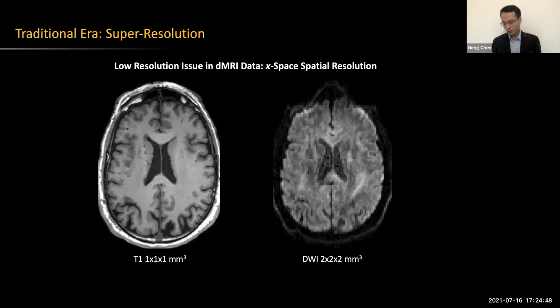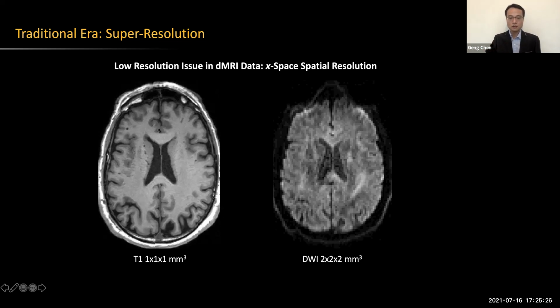This is also a traditional method. This method is for diffusion MRI super-resolution. The motivation of this work is to resolve a major drawback of diffusion MRI. Here I show an example to explain this. These are 2 images acquired in a clinical setting. The left one is a T1 weighted MR image, and usually in clinical settings the resolution can be 1 millimeter isotropic.